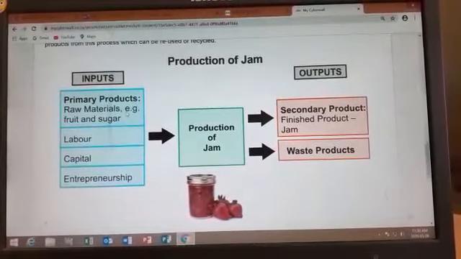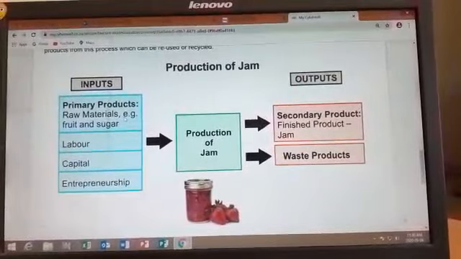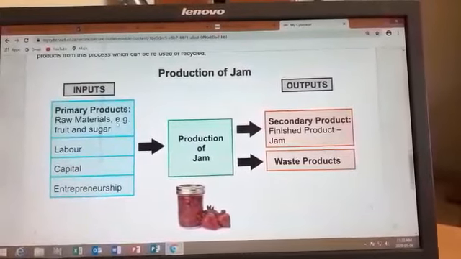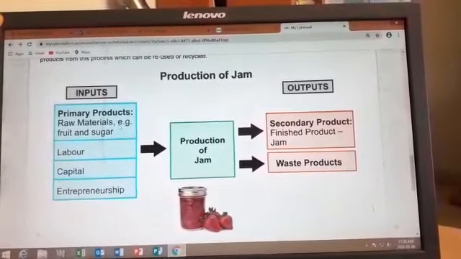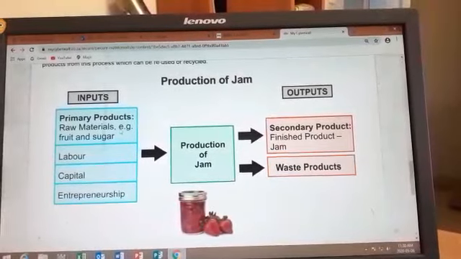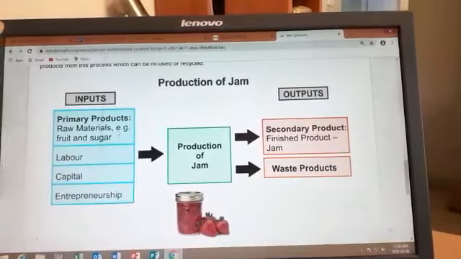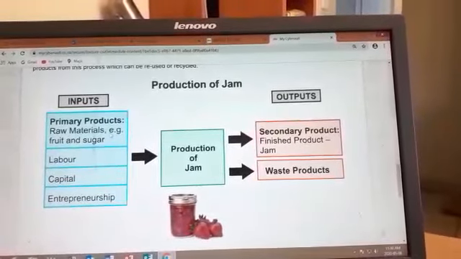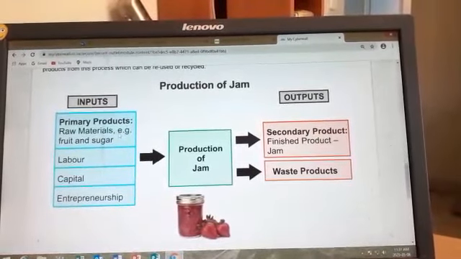So once he's got his labor, he's used the money or capital to buy the things that he needs, which are the primary products or raw materials, the whole process then takes place in the factory. Once the end product has been made, so the jam has been made and bottled, that is now your finished product or secondary product, which forms your outputs. Okay, so those are the products that now get sent to the supplier at the shops, and they are sold to the consumers. This is the finished product of a bottle of jam.